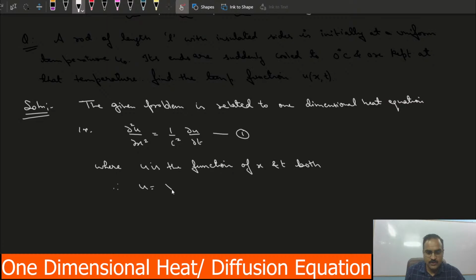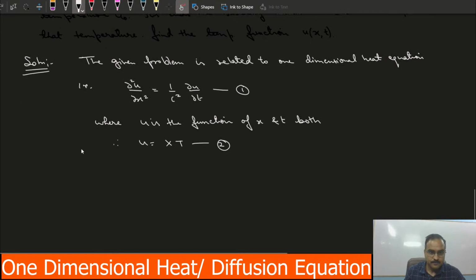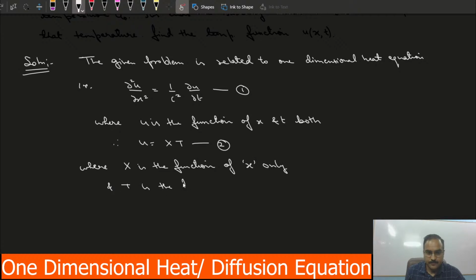Therefore we can write u = X·T. That's your equation number 2, where capital X is a function of small x only and capital T is a function of small t only. Okay, now after that we don't need to solve the article, we can write the possible solutions.